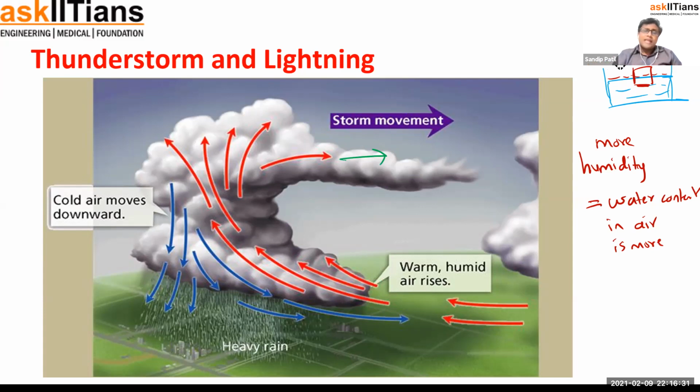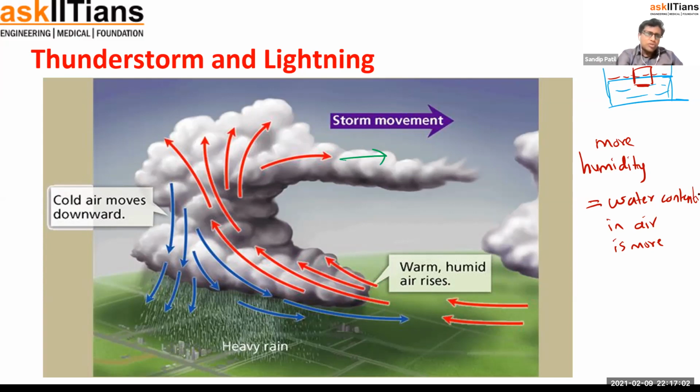Now what is happening in this case? This warm air, which got generated because of the heat or the higher temperature, rises upward, right? That warm air rises upward, and it also takes this water content with itself above, right?